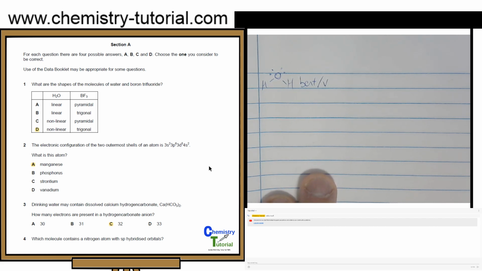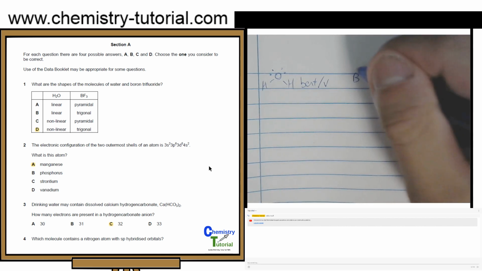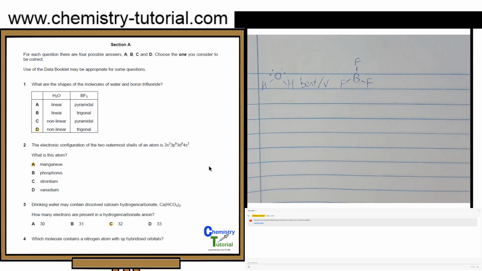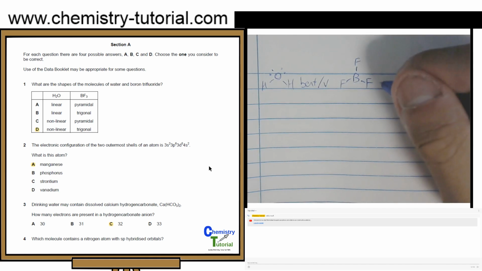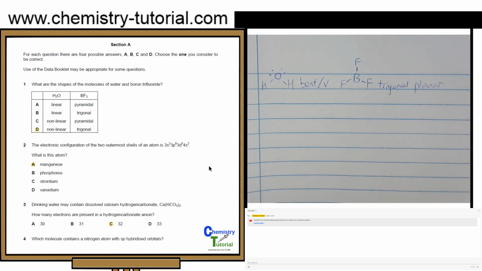Now for BF3, boron is in group 3 and is our central atom. However, boron doesn't have any lone pairs, which means that its basic shape is the same as the molecular shape. In this case, it is trigonal planar with respect to the central atom, boron. Therefore, for question 1, the answer is D.